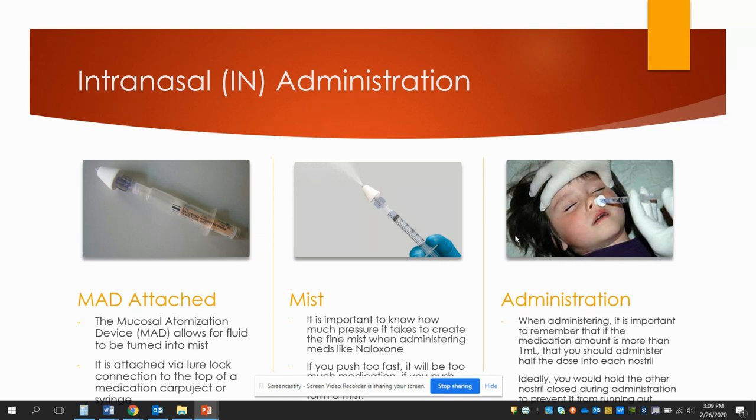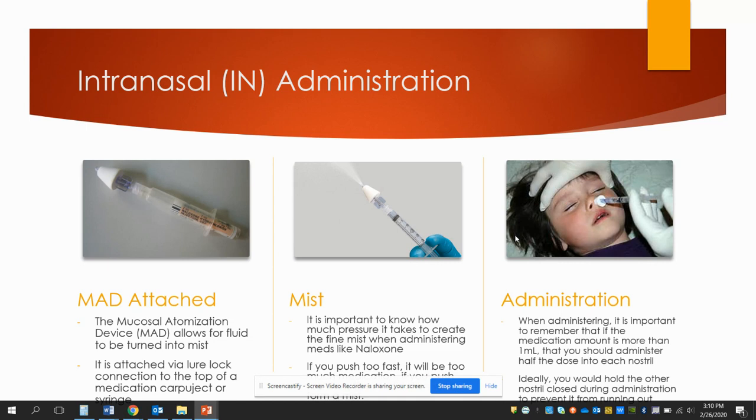Now, when you create that mist, you've got to push fast enough for it to create a mist, but not so fast that you lose control of the amount of medication being administered. You need to have a good grasp on that. When you are administering, remember that if the medication amount is more than 1 ml, you should administer half the dose into each nostril. So if you're going to give less than 1 ml, you're fine to just give it in one side, but if it is 1 ml or more, you want to split that between both nostrils.